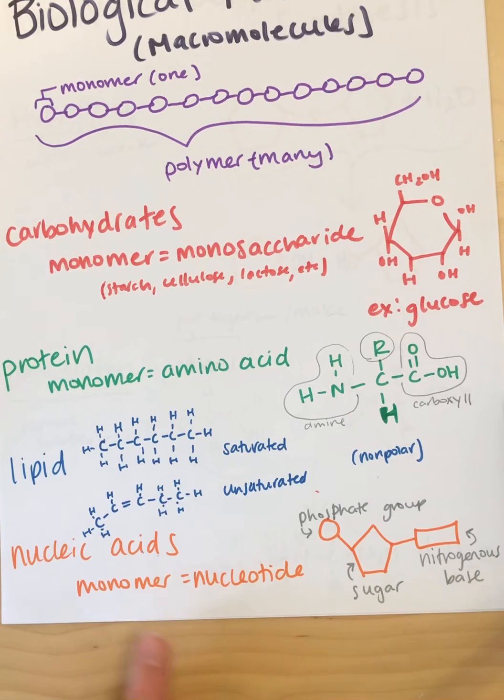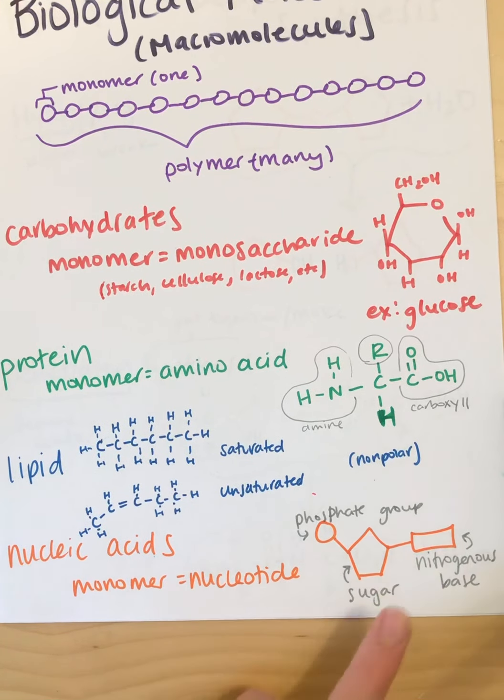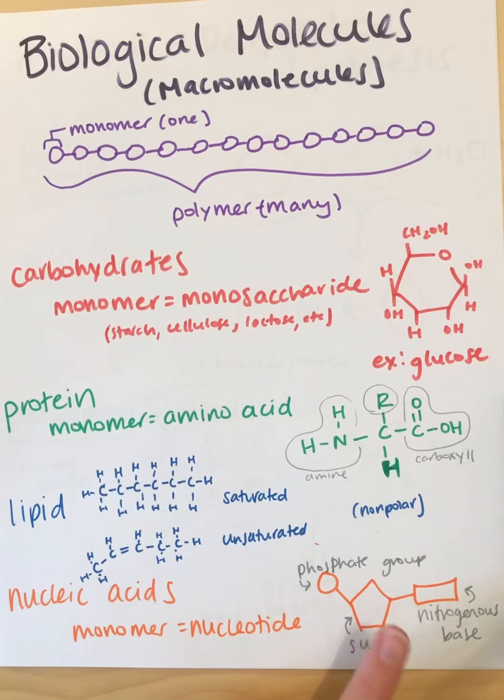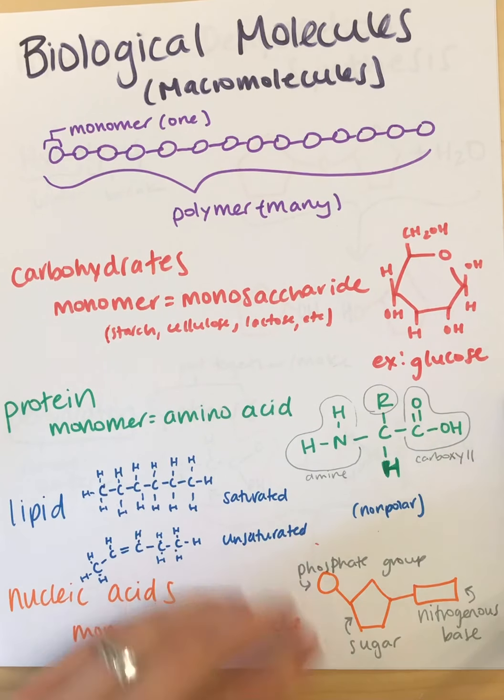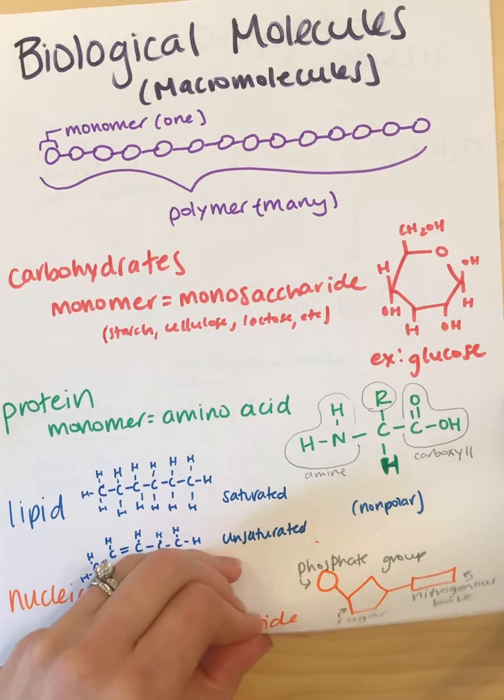Nucleic acids, the monomer is a nucleotide. It's made up of a phosphate group, a sugar, and a nitrogenous base. This makes up DNA and RNA. As a reminder, proteins are things like enzymes and protein channels. Lipids could be like phospholipid bilayer or steroids or hormones or cholesterol. Those are all examples of lipids.